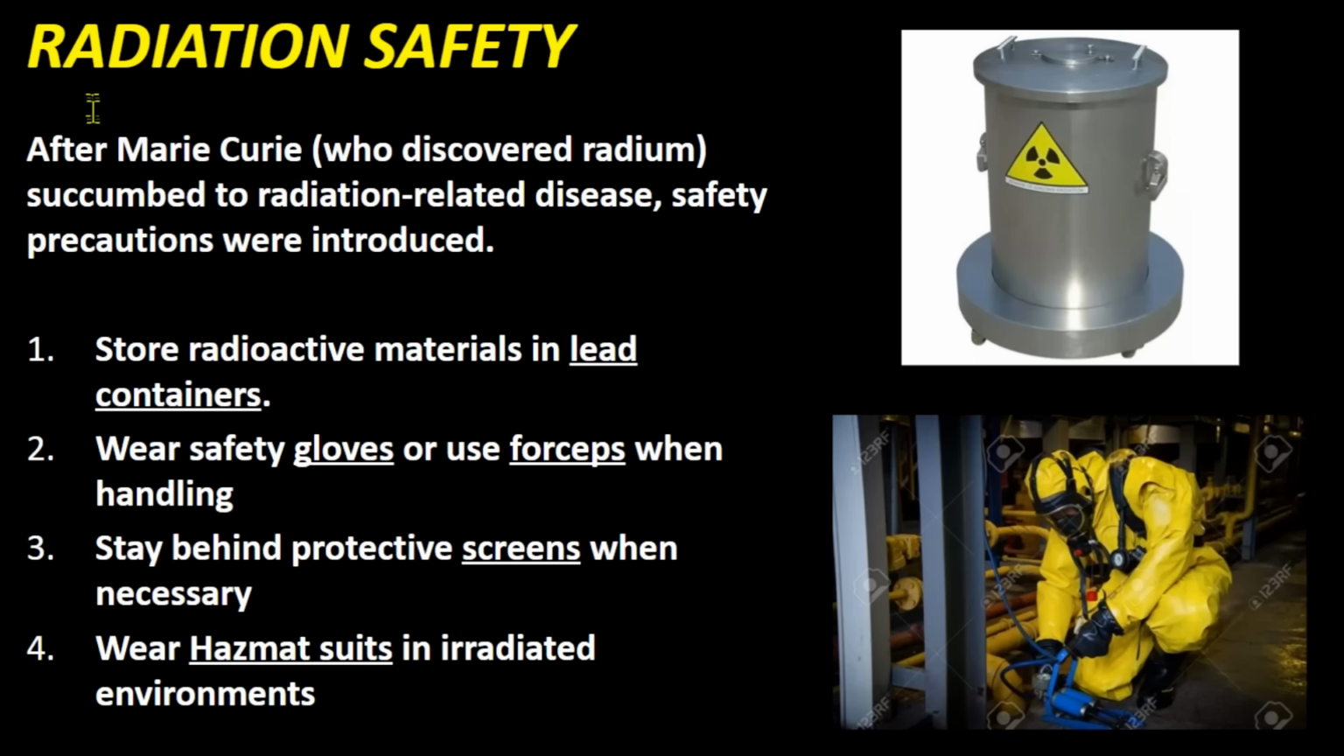Radiation safety. Now, after Marie Curie, who discovered radium, succumbed to radiation-related disease because she was handling most of it with her bare hands, safety precautions were introduced. This included storing radioactive materials in lead containers, wearing safety gloves or using forceps when handling radioactive materials, staying behind protective screens when necessary, and wearing hazmat suits in irradiated environments, as what you are seeing on your right here.